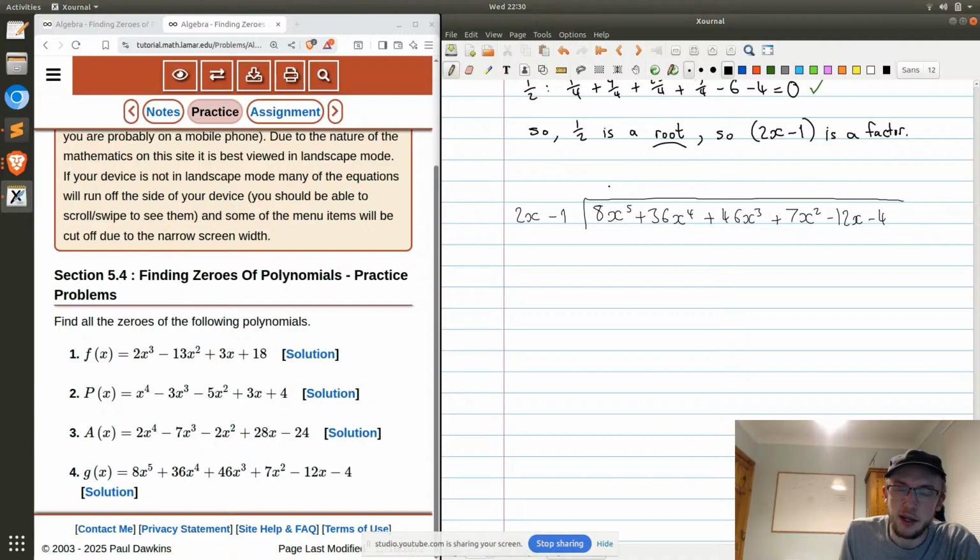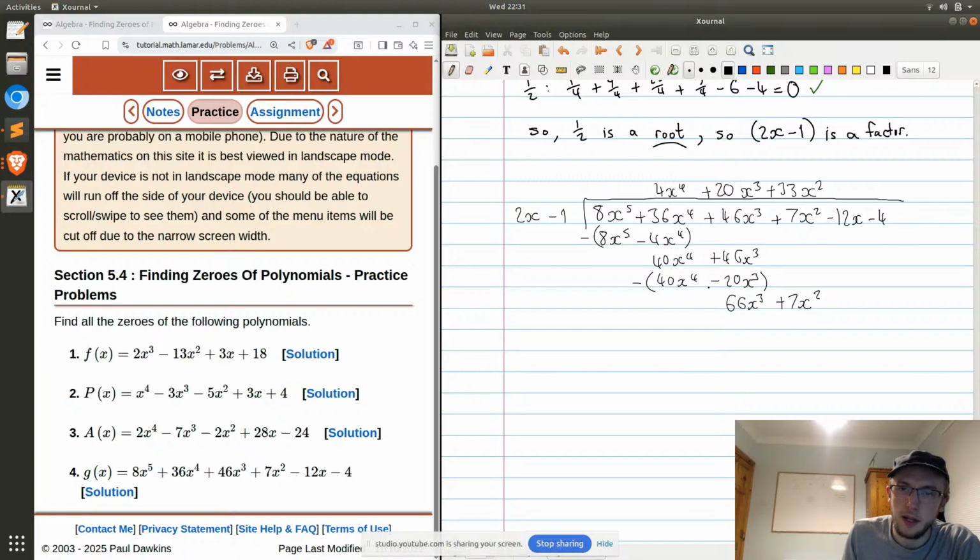Right, 2x into 8x to the 5, that's 4x to the 4, so write it there. And times it. And take it away. And divide it. And times it. That should be a minus. And take it away. And bring it down. And divide it. And times it.